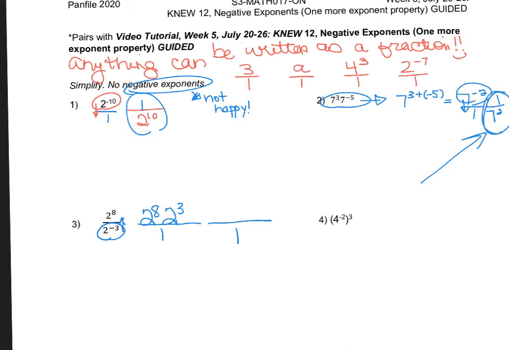And then if I have 8 2s on top, 3, 4, 5, 6, 7, 8, and then I have 3 more, how many do I have altogether? 2 to the what? 11th? And that's my answer. Or just 2 to the 11th.